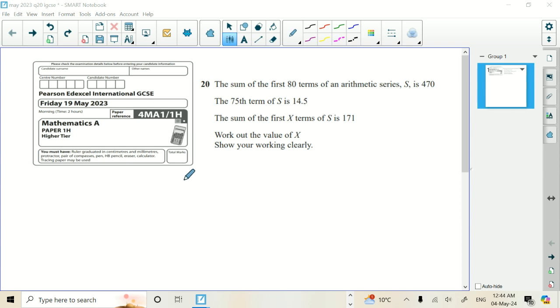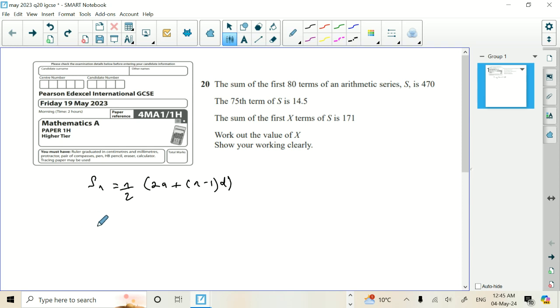Show your working clearly. What's given to you on the exam paper is the sum of the series, which is equal to, of course, n over 2 times (2a plus (n minus 1)d). You should have used that quite regularly in your maths classes, but that's given on the exam paper.